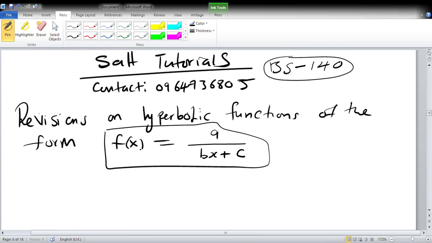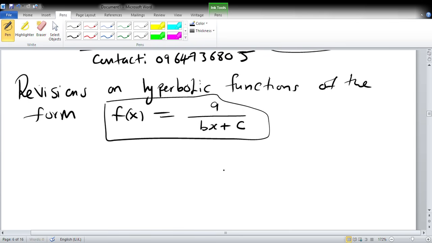There are different types of hyperbolic functions, in different forms. But in BS140, which is business mathematics, we'll just be looking at hyperbolic functions of the form a over bx plus c. That is what we are looking at. Here we are more concerned with how to graph them. How do you graph a hyperbolic function of this form?